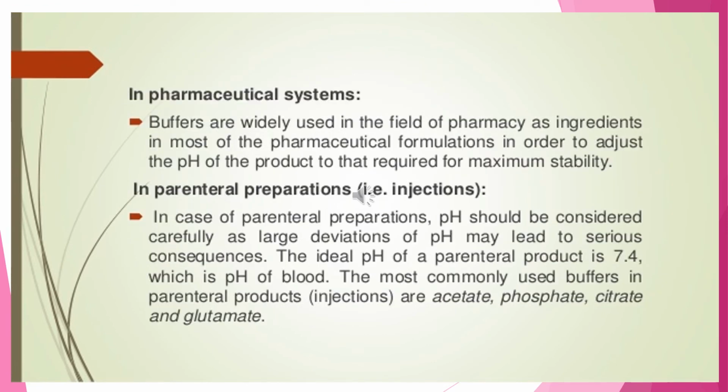In pharmaceutical systems, buffers are widely used in the field of pharmacy as an ingredient in most pharmaceutical formulations in order to adjust the pH of the product to that required for maximum stability. In parenteral preparations, that is injections, pH should be considered carefully, as a large deviation of pH may lead to serious consequences. The ideal pH of a parenteral product is 7.4, which is the pH of blood. The most commonly used buffers in parenteral products are acetate, phosphate, citrate and glutamate.